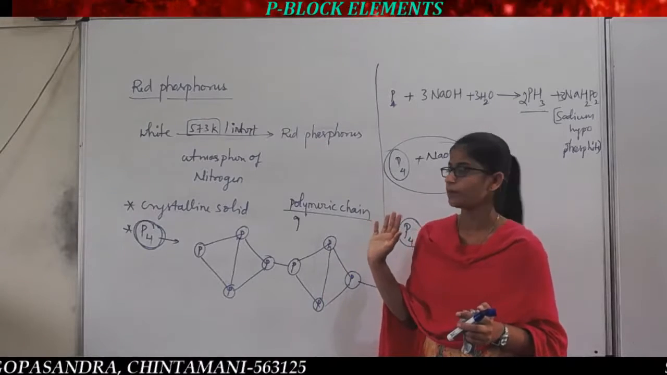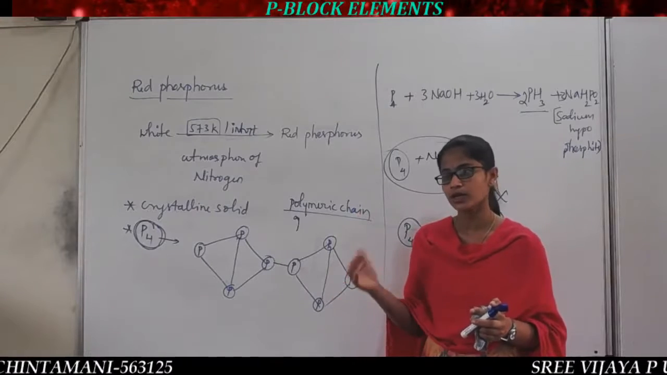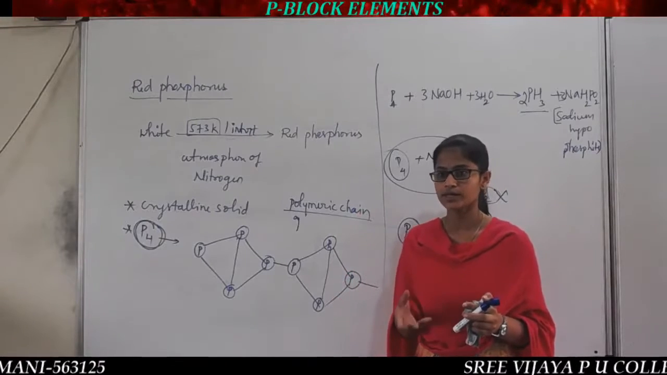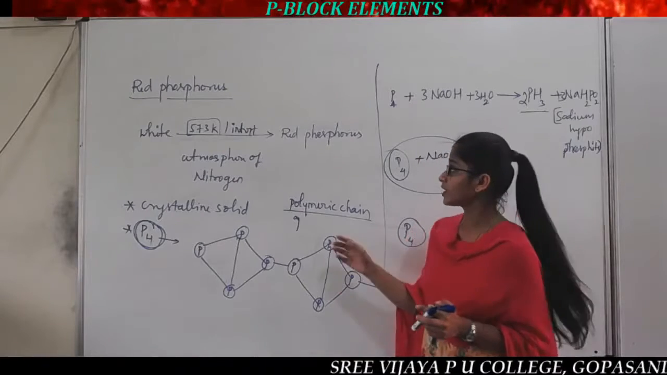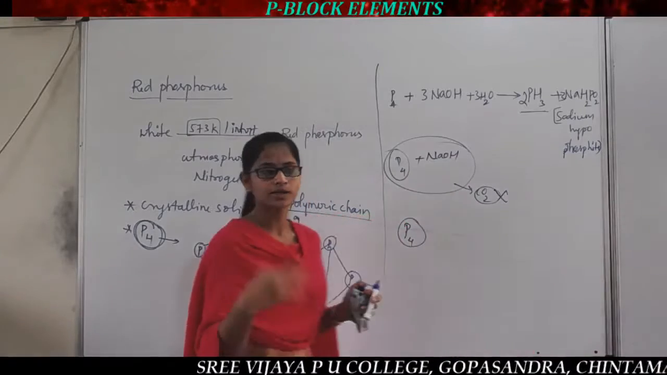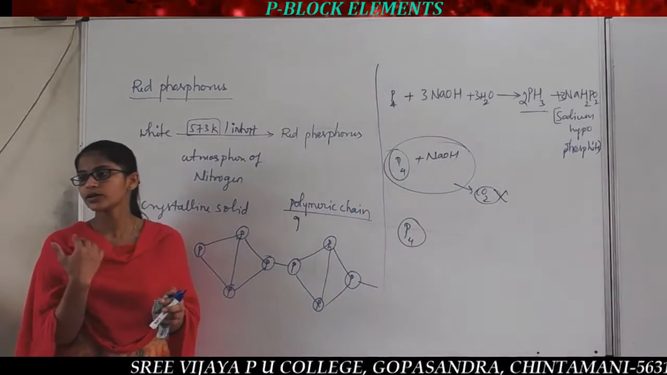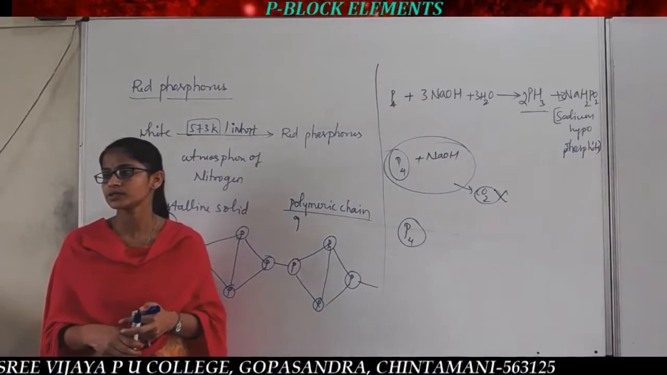It's very, very important. The white phosphorus is insoluble in water, but soluble in carbon disulfide. We call these organic solvents, and white phosphorus is soluble in them. But red phosphorus is not soluble even in water and other solvents. This is one of the unique properties of red phosphorus compared to white phosphorus.